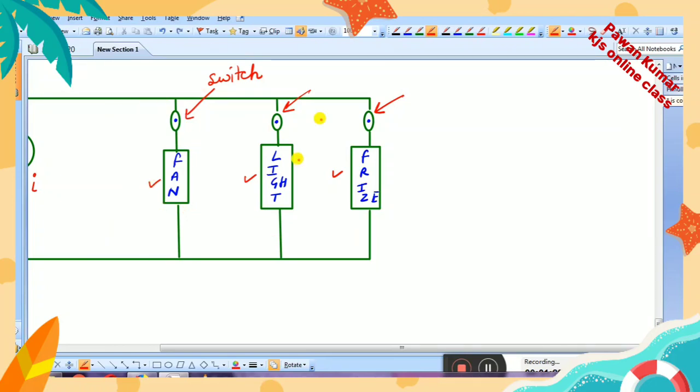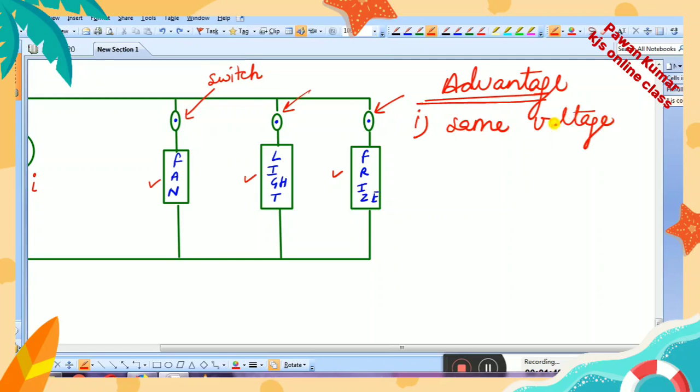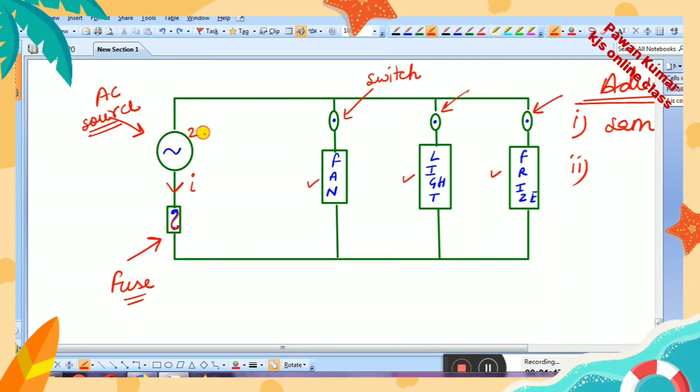Here you can see it is connected in parallel, all are in parallel. So what is the reason behind this? Let us study the advantages of connecting things in parallel. First advantage is same potential difference, or you can say same voltage. In parallel we get same voltage. Like if here you have 220 volt, 220 volt is the standard voltage which we receive in India, and 50 hertz is the frequency. There is frequency also in alternating current. So 50 hertz is the standard frequency and 220 volt is the standard voltage.